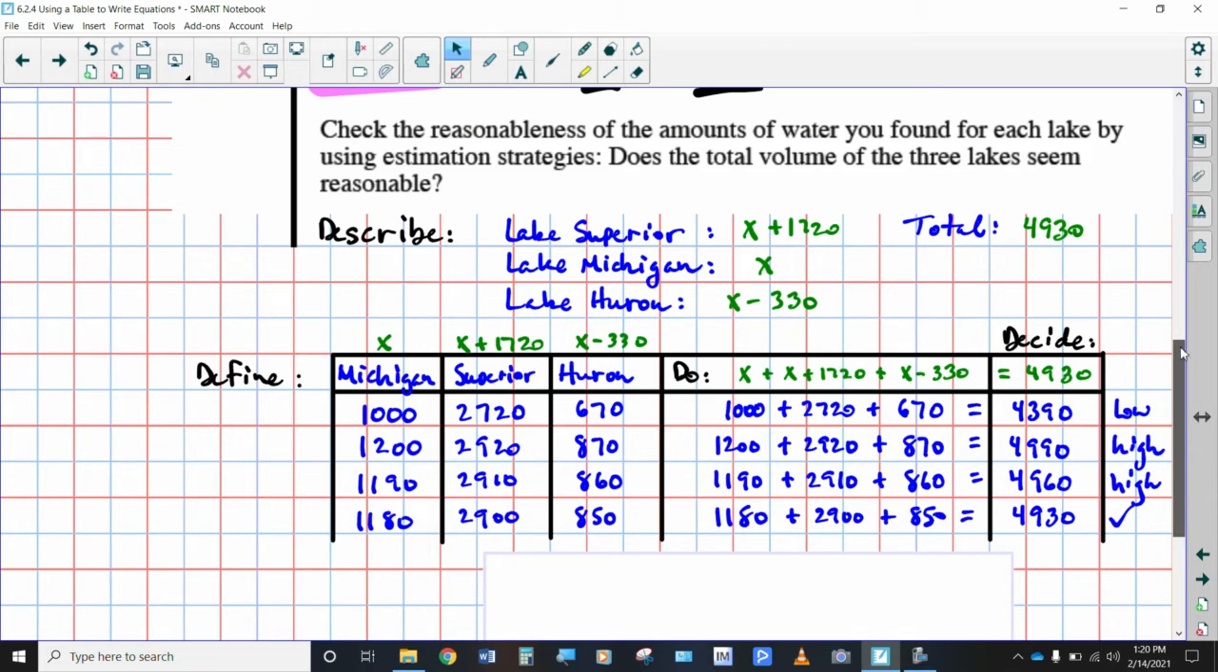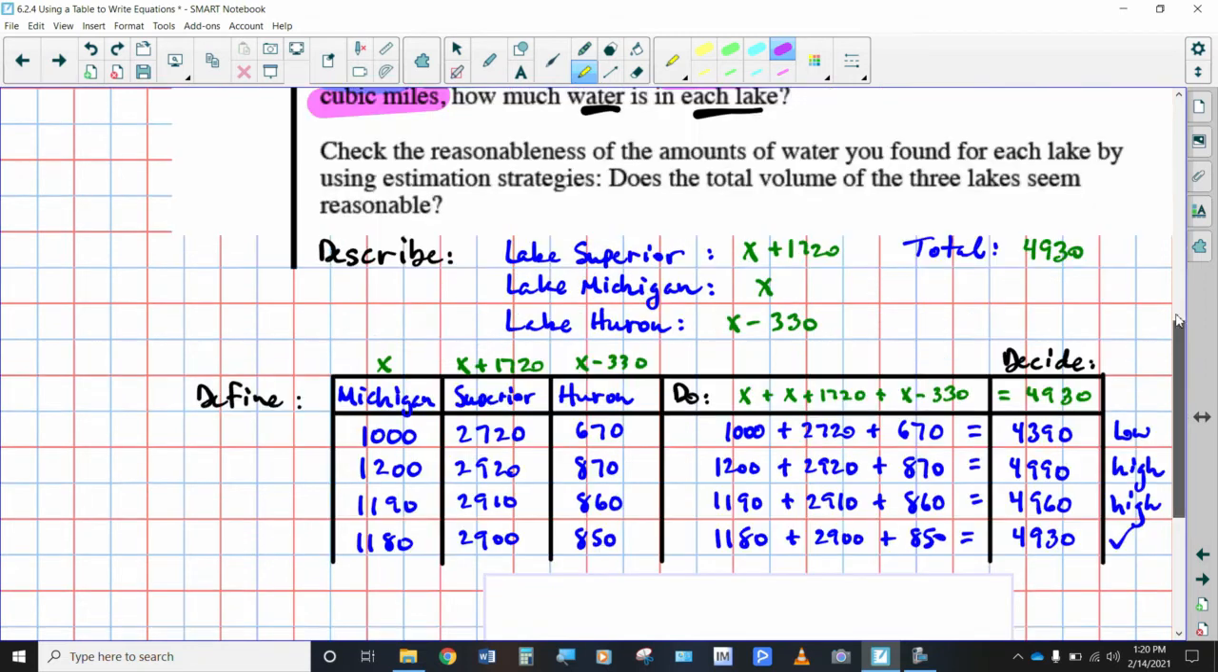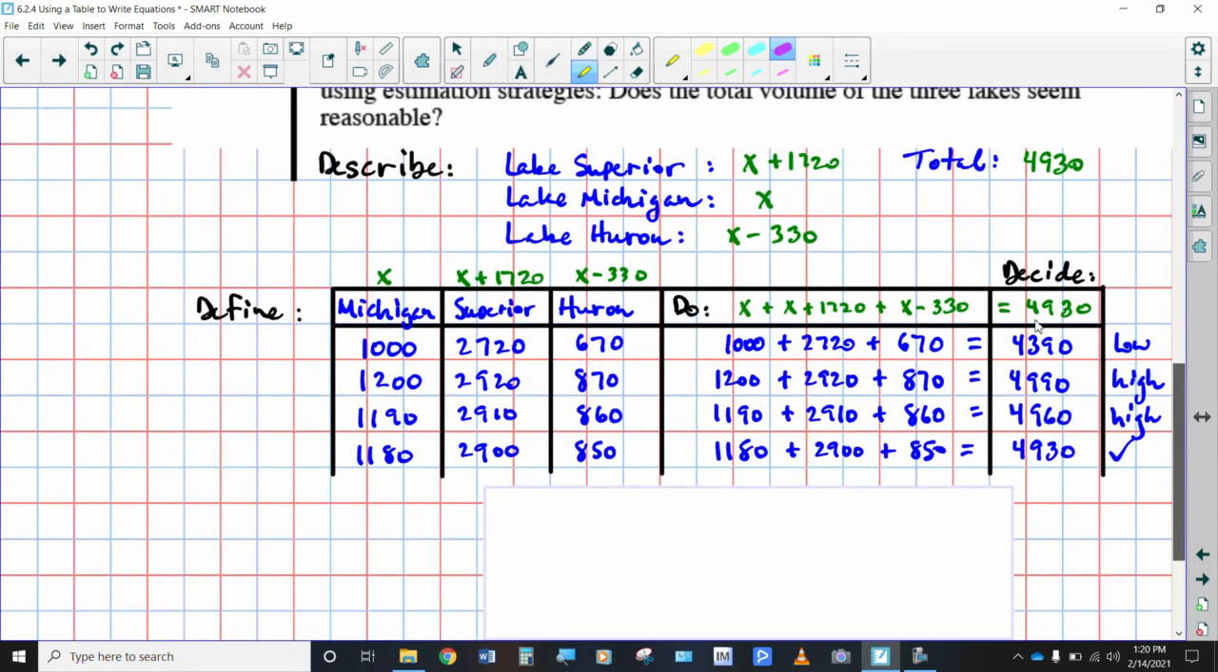lot quicker. So let's go back to this section right here where we wrote the algebraic equation to model this situation. This is Lake Michigan. Actually, hold on for a second. Let me color coordinate. I think, what did I do here? Did I do Michigan in green? Yes. So Lake Michigan was this quantity right there. Lake Superior was this quantity. Lake Huron was this quantity, and the total was this quantity.